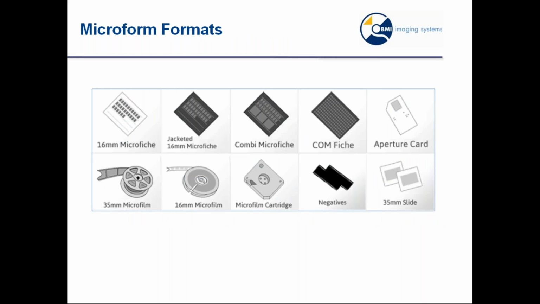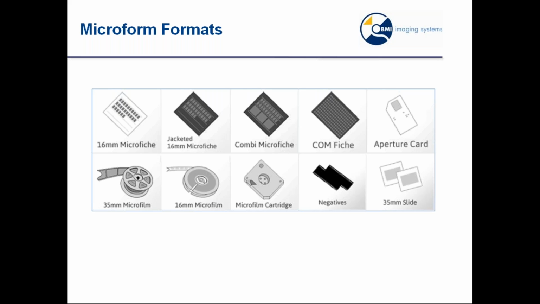Microfilm formats in general, or microform formats, microfilm of which is one. There are a number of them, and this graphic that I've got here on this slide basically presents the key formats, ranging from various microfiche formats. Here on the top row, we have 16 millimeter microfiche, jacketed 16 millimeter microfiche, very common, and what a lot of you are probably accustomed to using for managing case records if you're not on microfilm.